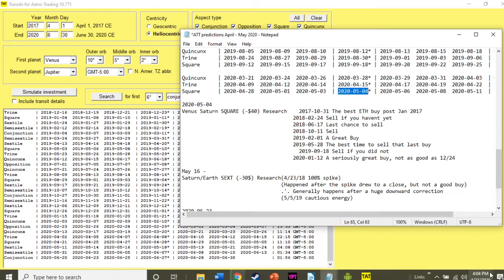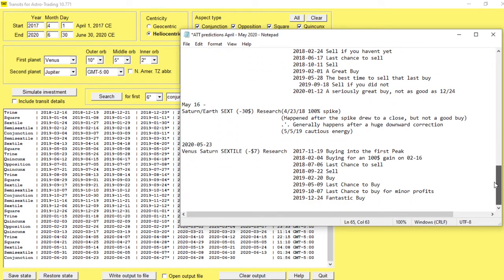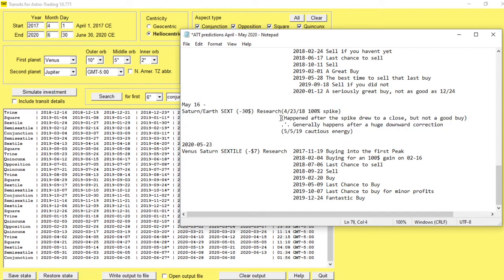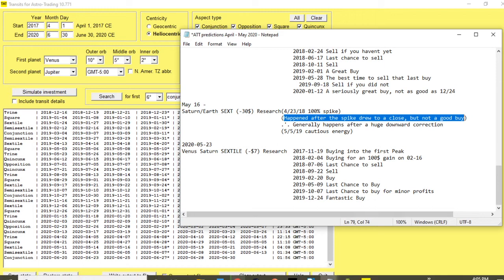So I know this is getting long. Probably it's already an unwieldy video to begin with, but I'll just leave you with these. I'm pretty sure that I was accurate around these. Saturn causes caution. Yeah, this is that 100% spike that happened back then. So this aspect happened after the spike drew to a close, but it still wasn't a good buy. It still had, let's see there. I have to look at that to tell you what I meant by that.